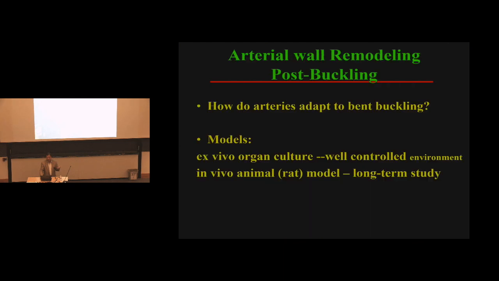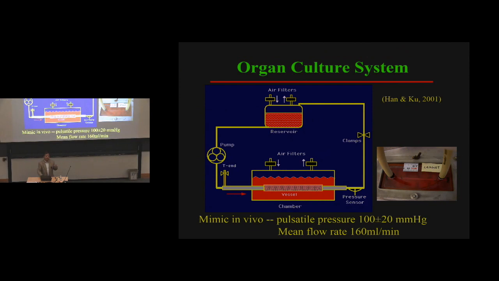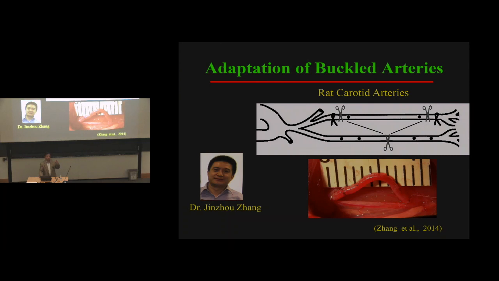Next, we want to ask, if we have a buckled artery, whether it can lead to a curved vessel. So we did some experimental measurements, two experiments. One is this flow system. I put the vessel in the system, and then we can increase the pressure to generate buckling, and then you see how the vessel adapts to that condition. For example, we measured how the cells proliferate, how the cells grow, and how the matrix changes. Another one is we developed an animal model.